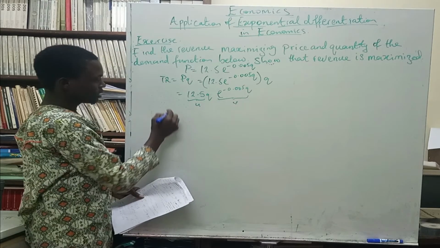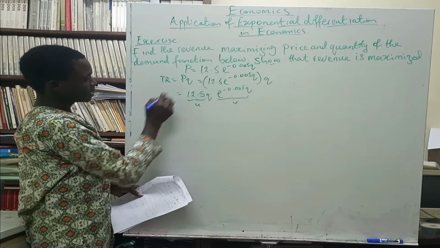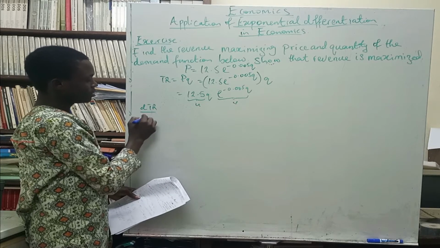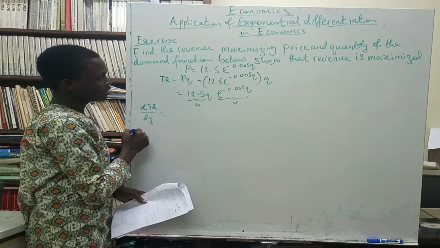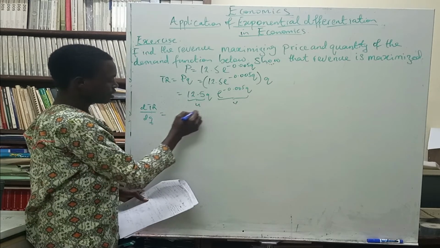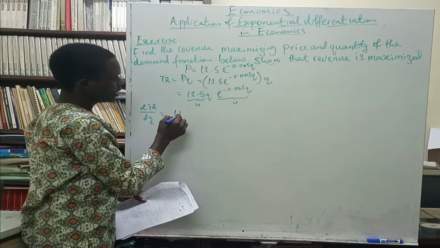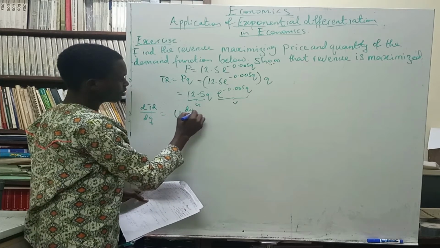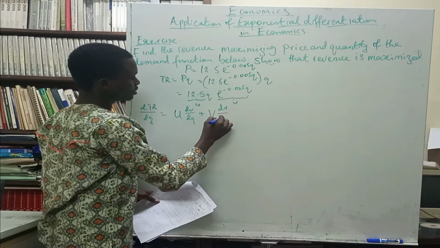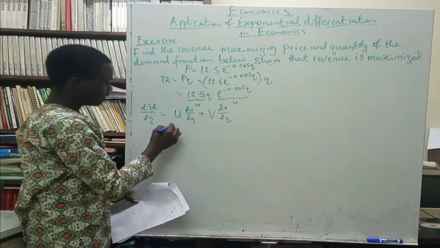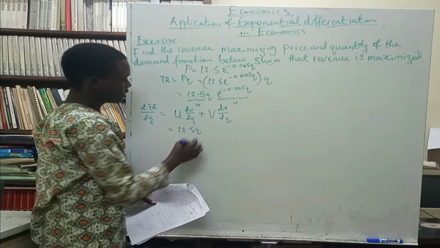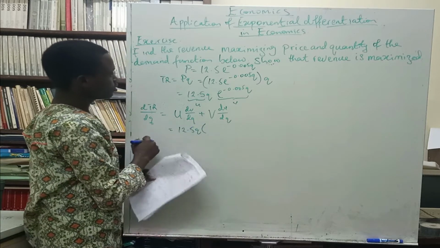So the formula is, this is not dy dx now, so what you are trying to do is dTR/dQ. dTR/dQ is going to be equal to, this is a product, so U dv/dQ plus V du/dQ. We are differentiating with respect to Q. So what is U? U is 12.5 Q. Then U dv/dQ, so we have to differentiate V with respect to Q.